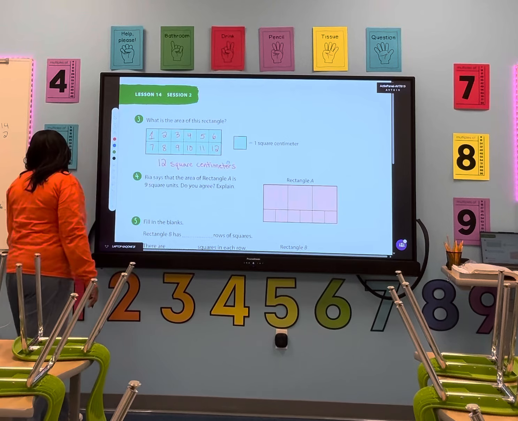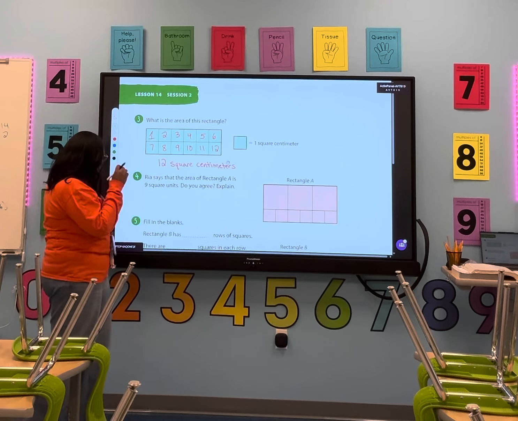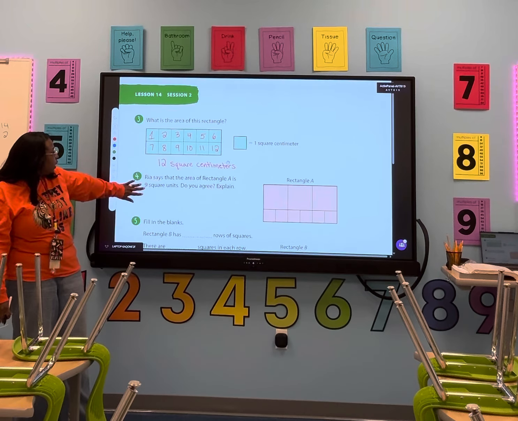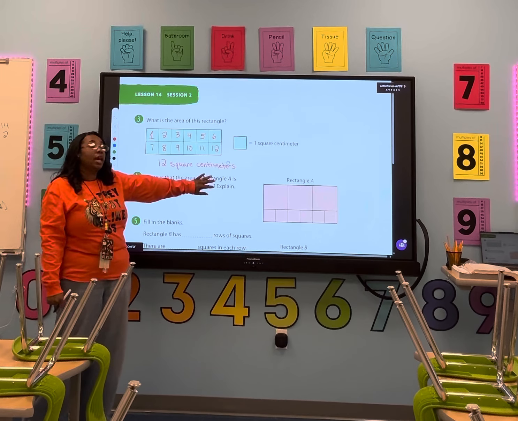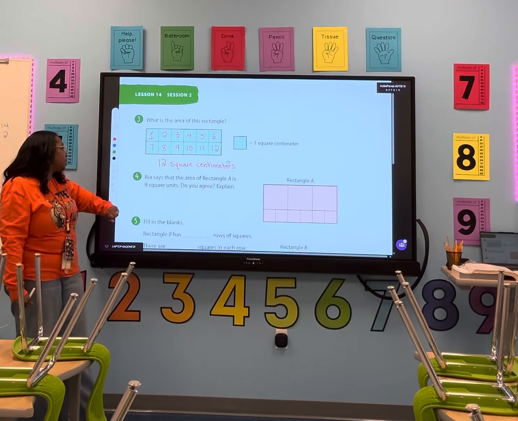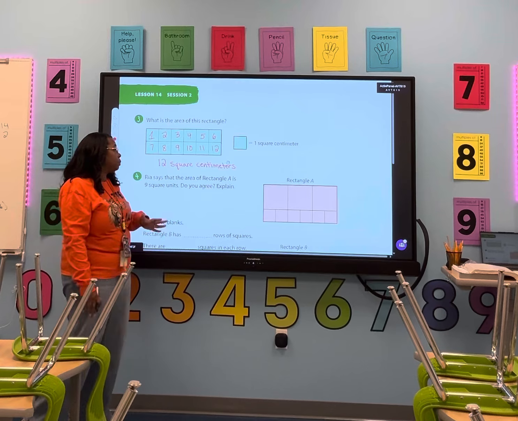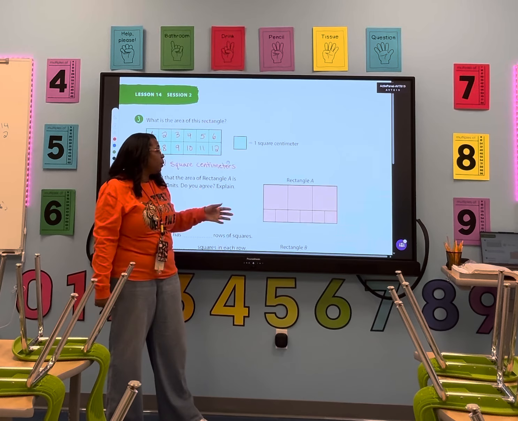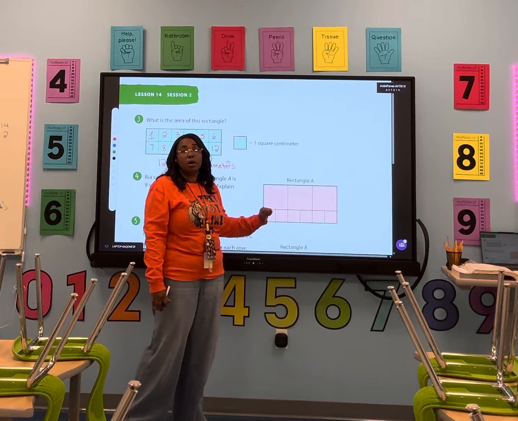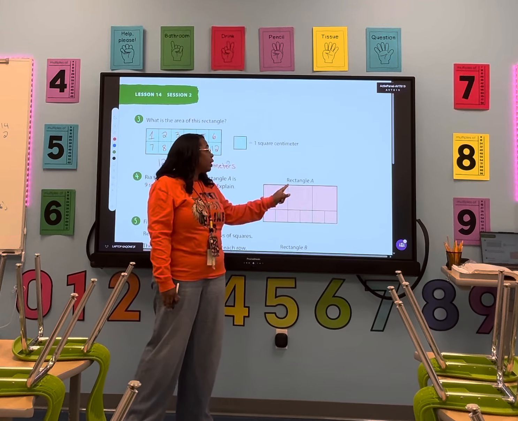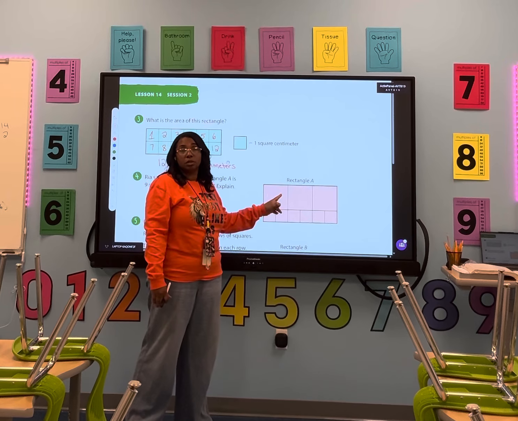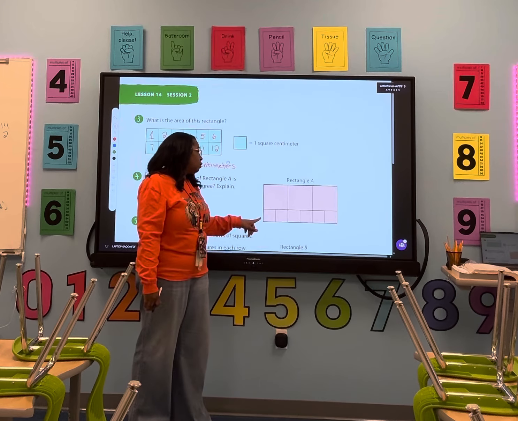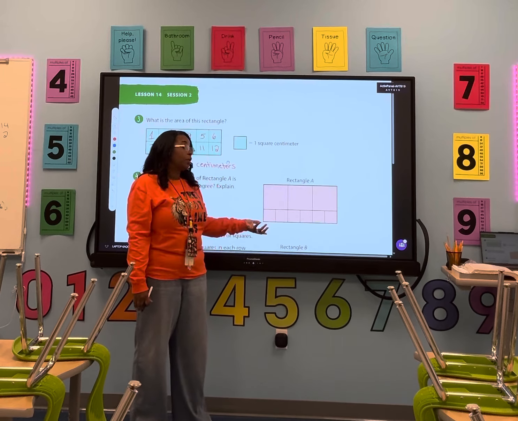Okay, let's go to number 4. Number 4 says, Rhea says that the area of rectangle A is 9 square units. Do you agree? Explain. So this is rectangle A over here. Notice we have some big squares and we have some small squares. So the bigger squares are our inch squares because inches are bigger than centimeters. And the smaller squares, that's our centimeter squares.